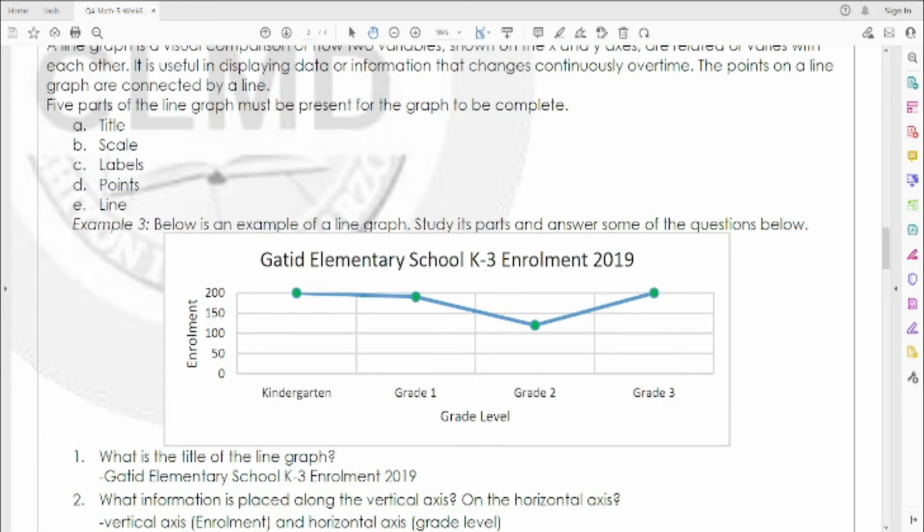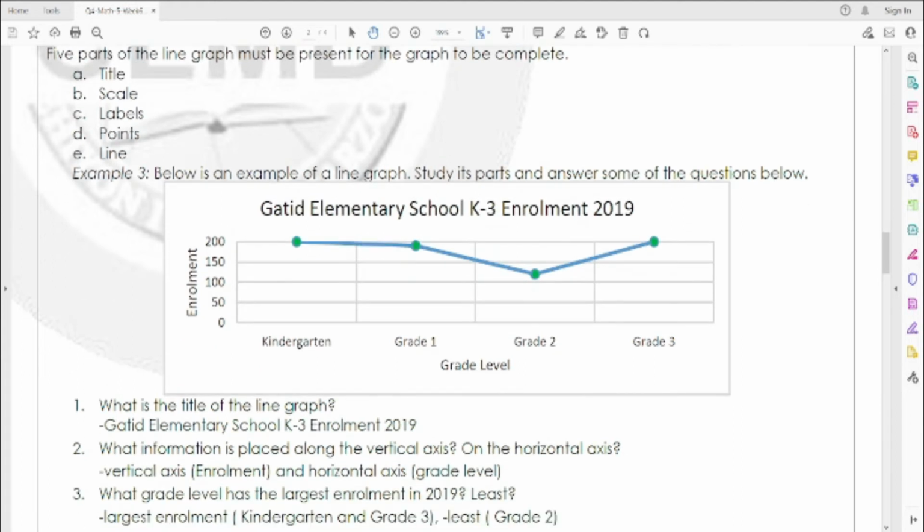The line connecting the points goes from decreasing to increasing. So what is the title of the line graph? Here is the title: Gatid Elementary School K to 3 Enrollment 2019. What information is placed along the vertical axis? Enrollment, the y-axis. On the horizontal axis, the grade level.